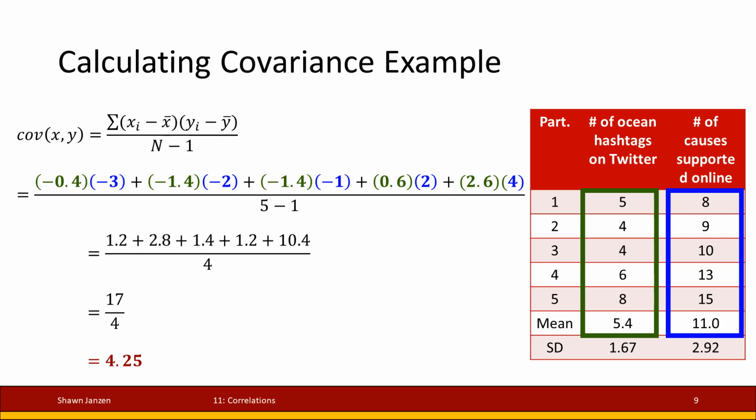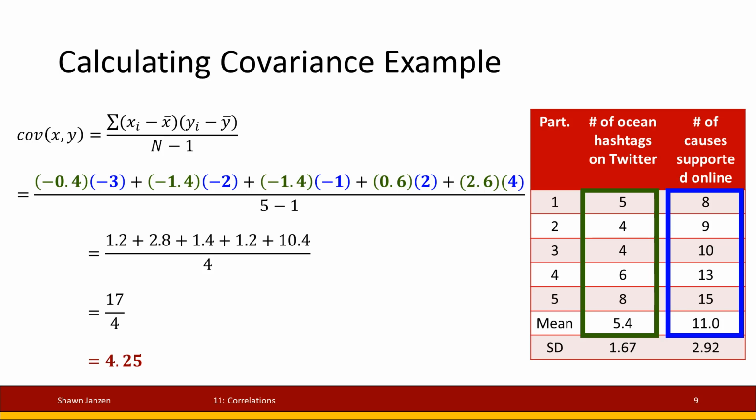So we have both our ocean and cause variables, both of them by one participant. They're getting subtracted by their respective means, and they're getting placed up in the numerator next to each other. Let's look at the next pair of -1.4 and -2. Looking at participant number 2, he or she has had 4 online ocean hashtags minus the mean of 5.4. That's where we get that -1.4. And then we have the number of causes that were 9 minus the mean of 11 gives us -0.2. That's where those two numbers come from. And we continue across for every participant in that particular data set.